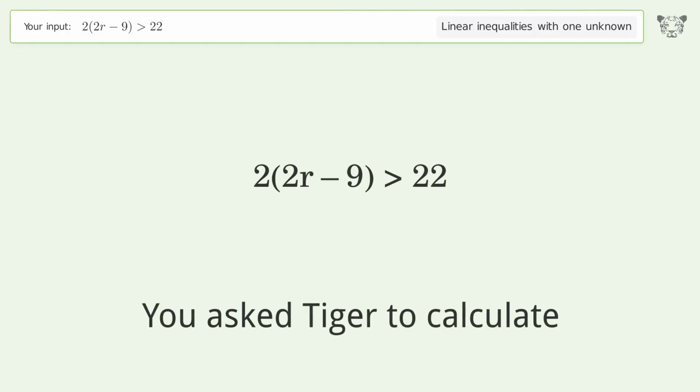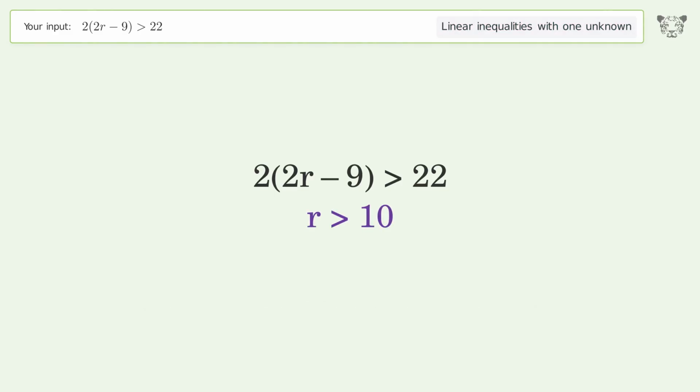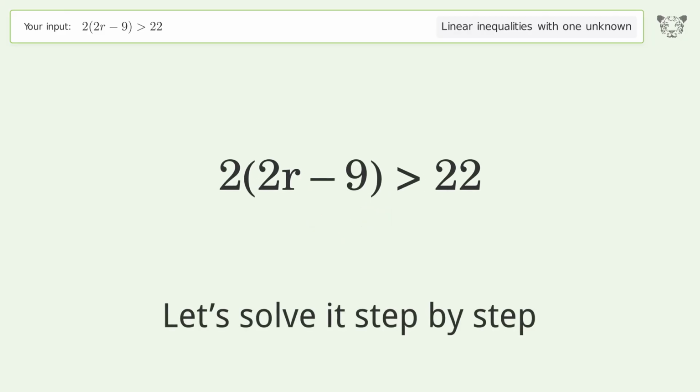You ask Tiger to calculate. This deals with linear inequalities with one unknown. The final result is r greater than 10. Let's solve it step by step.